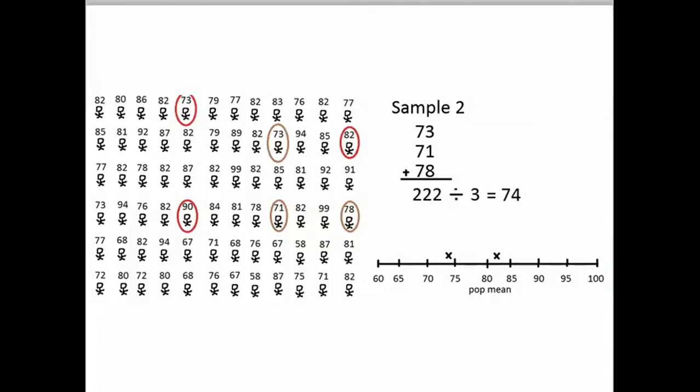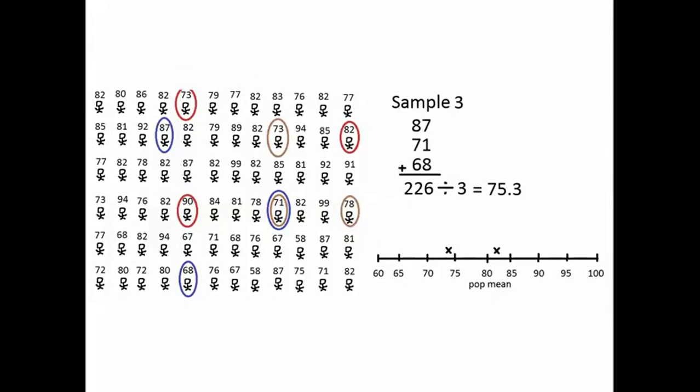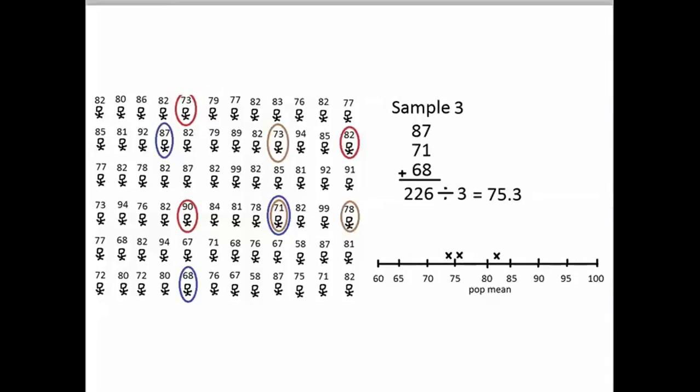Hopefully this demonstration is starting to show you the idea of sampling variability. We can already see from this demonstration how different samples have different sample means. One important point about sampling distributions is that the possible samples overlap. The three people in these blue circles are a separate sample of three people, even though they include some of the people who are also in the brown circles. And we can see that this blue sample has a mean of 75.3. We can plot that sample mean down on the number line also.